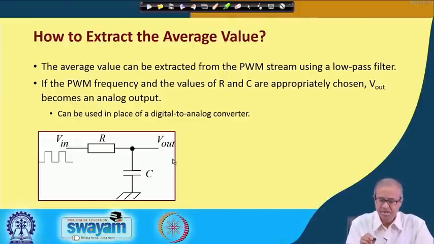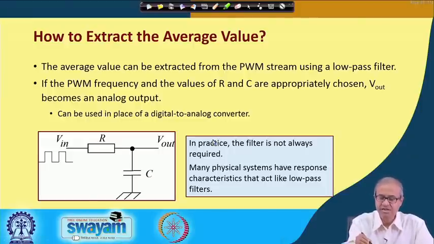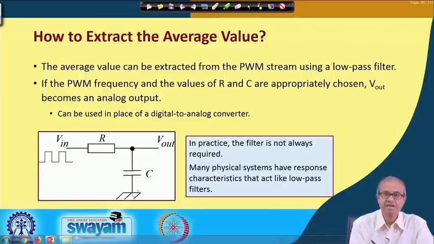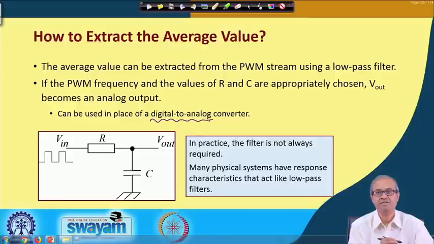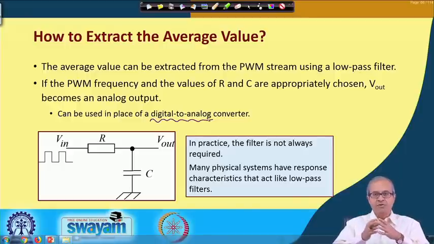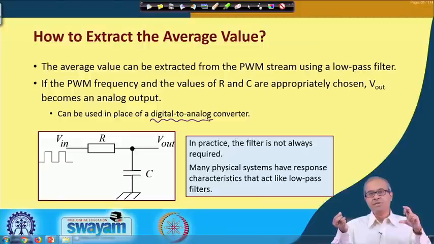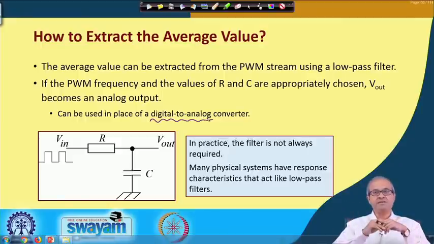Now, the interesting point to note is that this kind of circuit with PWM you can use in place of a digital to analog converter. A digital to analog converter, which we shall be discussing later, is a circuit which takes a digital input and produces a proportional analog voltage at the output. So, by controlling the digital input, we can adjust the output analog voltage. PWM also provides you with a similar feature.